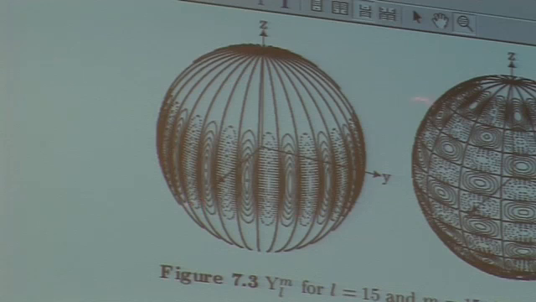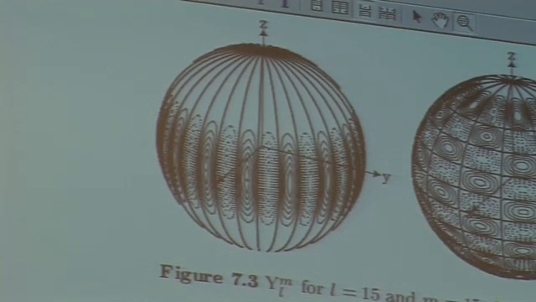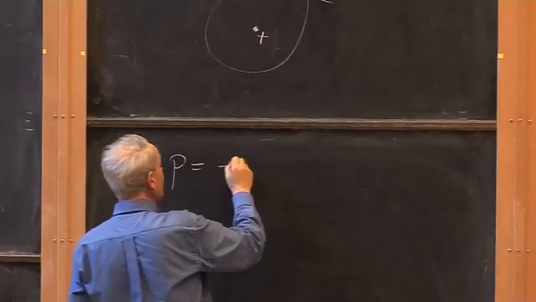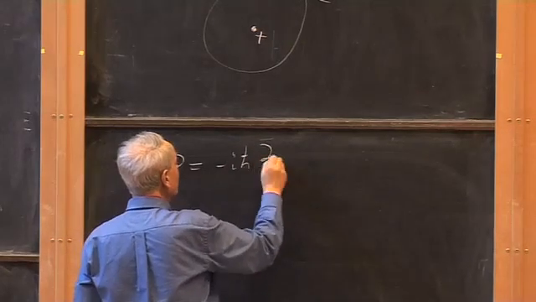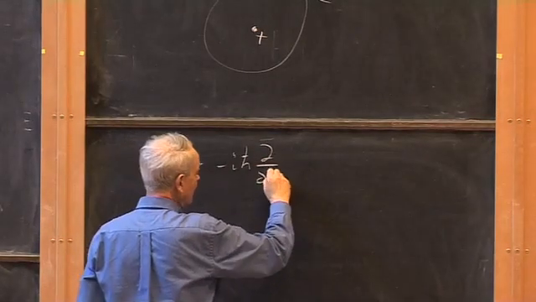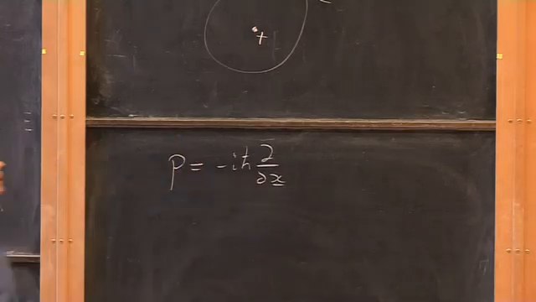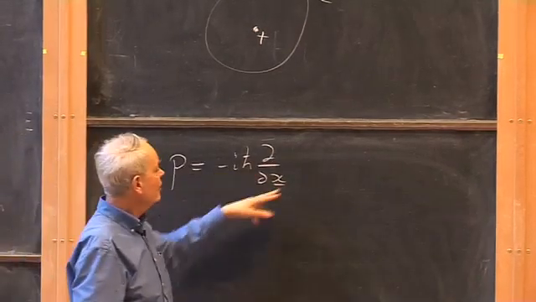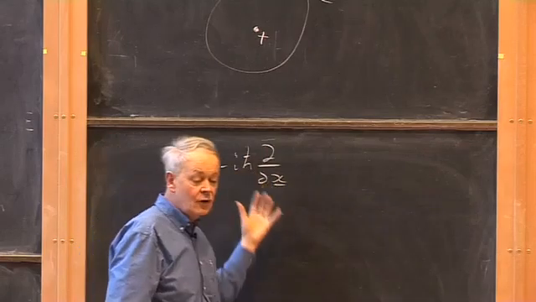We have sort of waves going around the equator here. It's big, small, big, small, big, small. That makes perfect sense because the momentum is minus i h bar d by d position, right? So if you have something with a large momentum, it's to do with a large gradient, a large rate of change of the wave function.